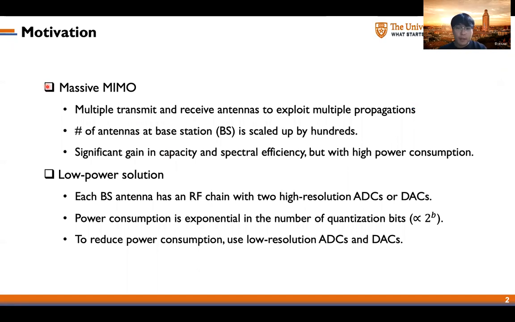Generally speaking, Massive MIMO or large-scale antenna systems are one of the key technologies that enable modern and future communication systems because of its significant gain in spectral efficiency and capacity. However, since each antenna is usually equipped with an RF chain with two 16-bit data converters, overall power consumption eventually goes up dramatically. As a low-power solution, we can choose to deploy low-resolution ADCs and DACs with typically 2 to 4 bits, since power increases exponentially with the number of quantization bits, B.